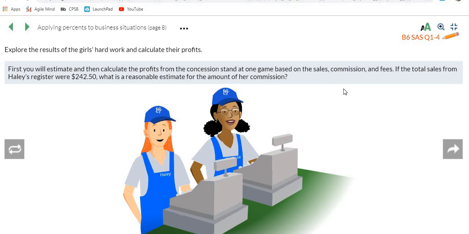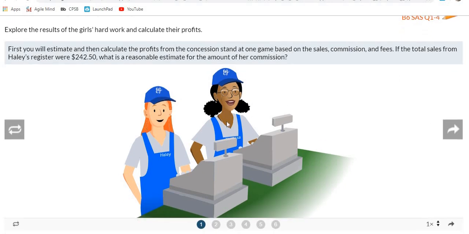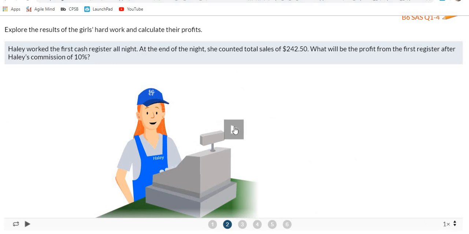All right, so it says first you will estimate and then calculate the profits from the concession stand at one game based on sales, commissions, and fees. If the total sales from Haley's register was $242.50, what is a reasonable estimate for the amount of her commission? Okay, so we're going to look at Haley's commission. And when we do that, we realize this is what her register had, was $242.50.